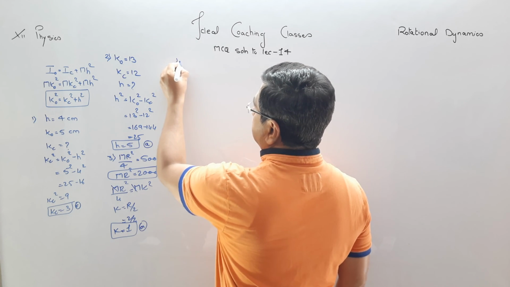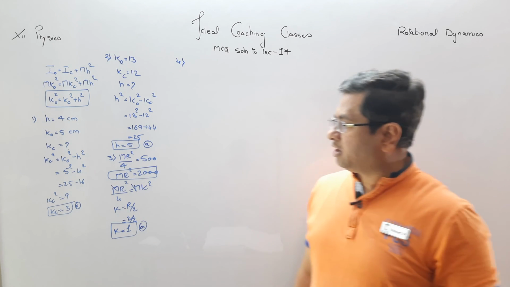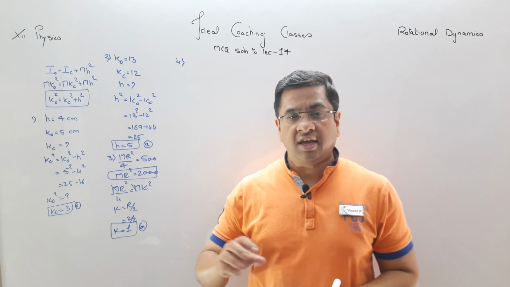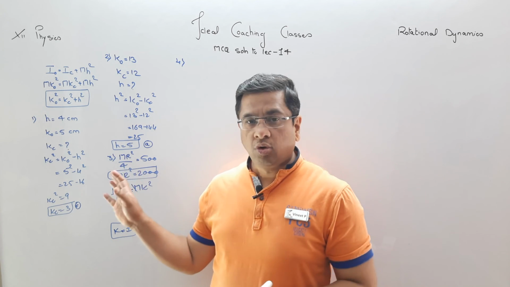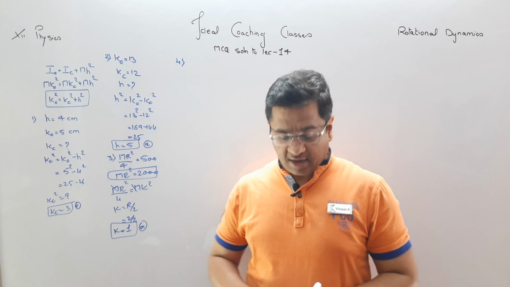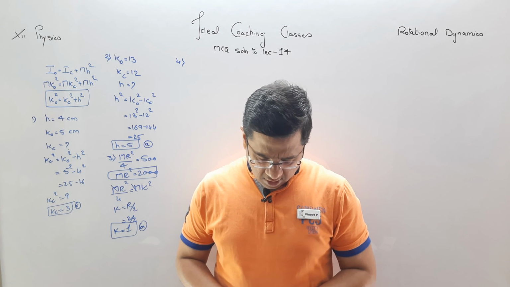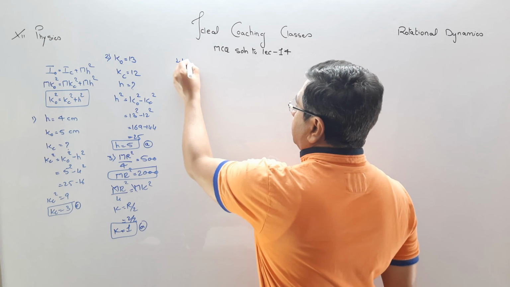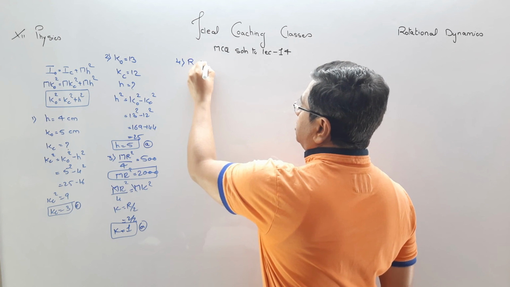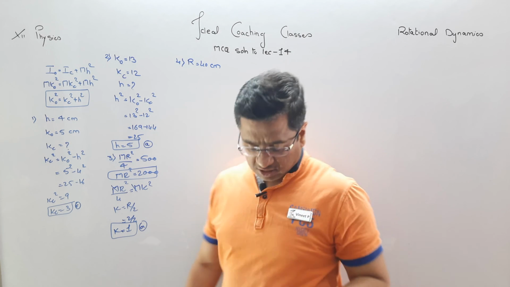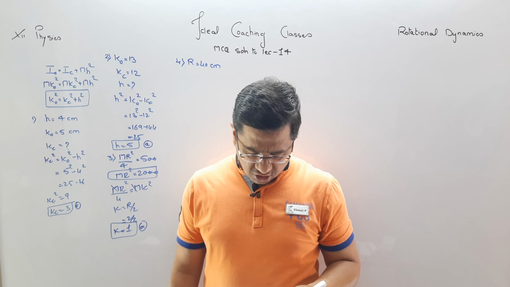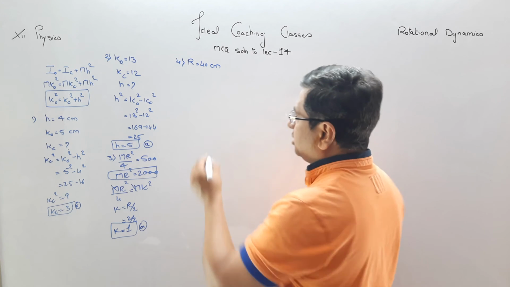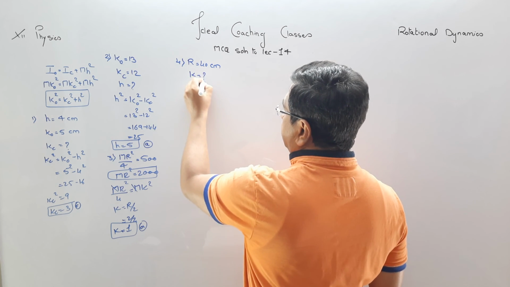आज सभी न्यूमेरिकल्स के बारे में बात हो रही है, यह भी समझने की कोशिश हो रही है कि कुछ डेटा जो एक्सेस दिया जाता है गुमराह करने के लिए, उसको एलिमिनेट क्यों करना है और कैसे करना है. चौथा सवाल. The radius of a solid sphere is 40 centimeter. The radius of gyration K about the tangent, K about the tangent कितना आएगा?